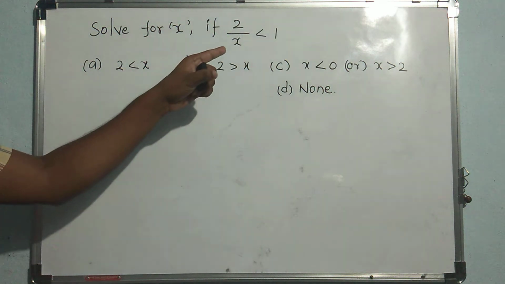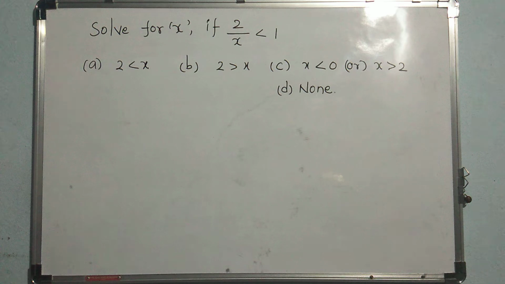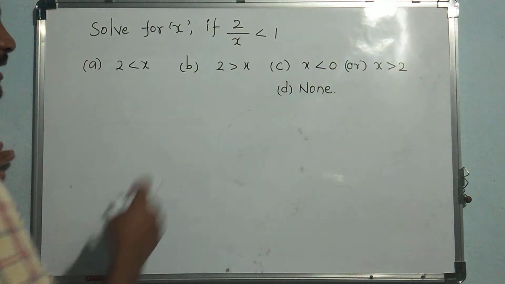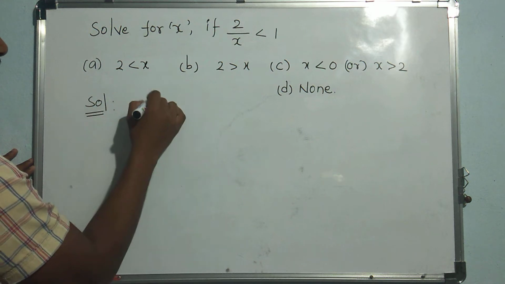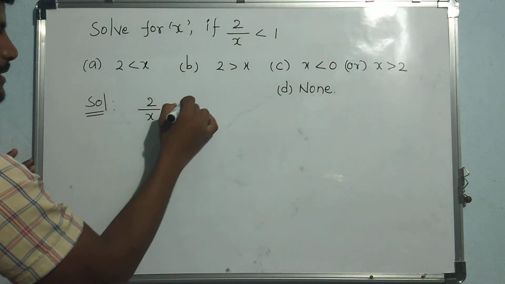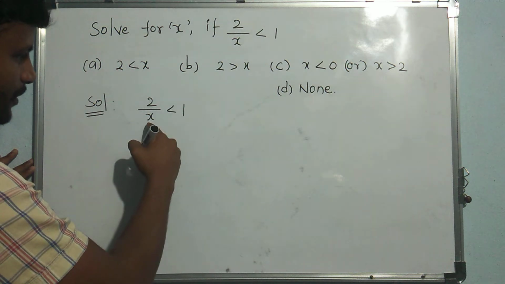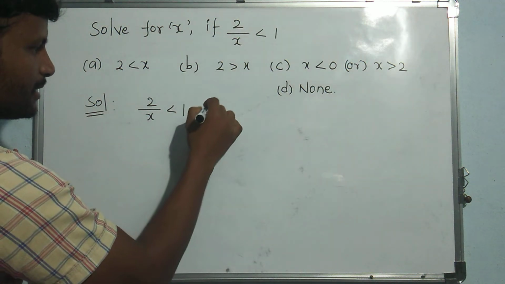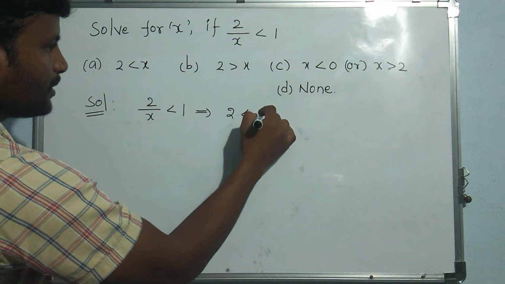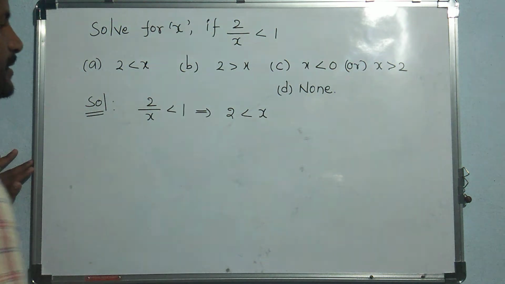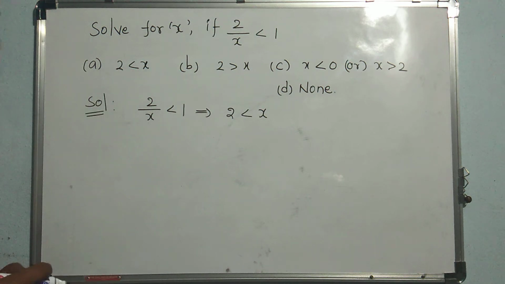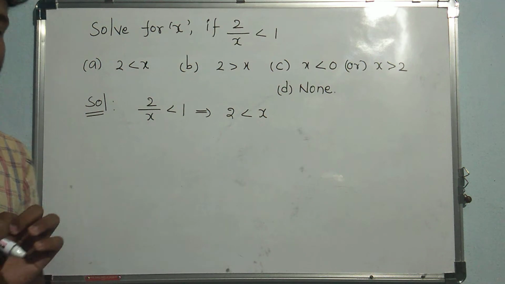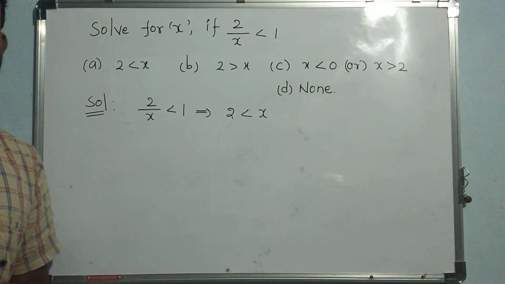If you simply look at this, most students think about this and what they do here is take 2 by x less than 1, and send x to that side, so you get 2 less than x. Option A is clearly available, that 2 less than x. Most of them will select option A, but that is not actually correct.